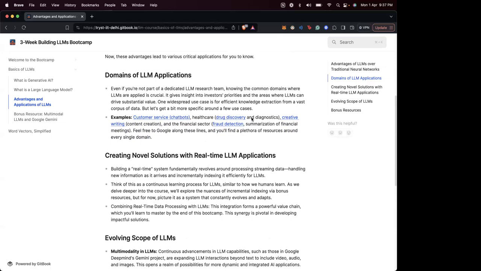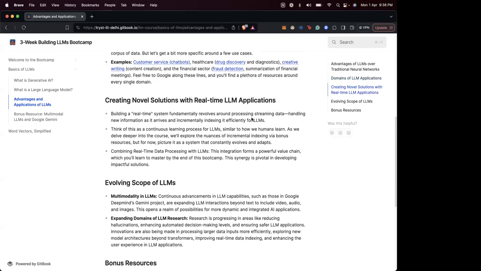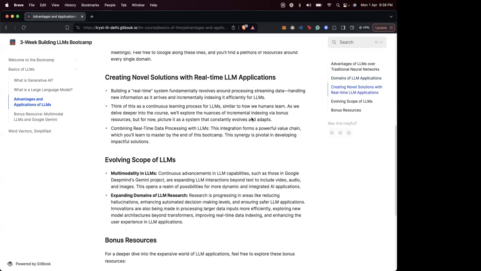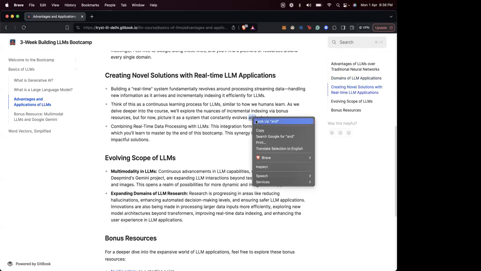So customer service is a huge use case right now. This is chatbots. Healthcare, drug discovery and diagnostics is a huge use case. Creative writing or content creation, this generative nature of LLMs, is a huge use case. The financial sector, in terms of fraud detection, summarization of financial meetings, summarization of documents, document generation, taking down minutes, all of these are use cases, right? And then you finally go on to creating novel solutions with real-time LLM applications.